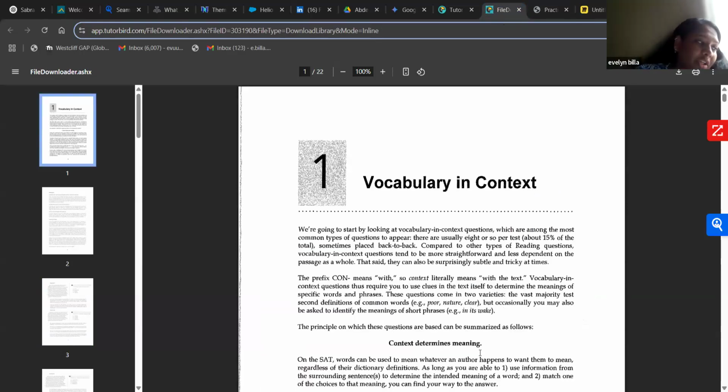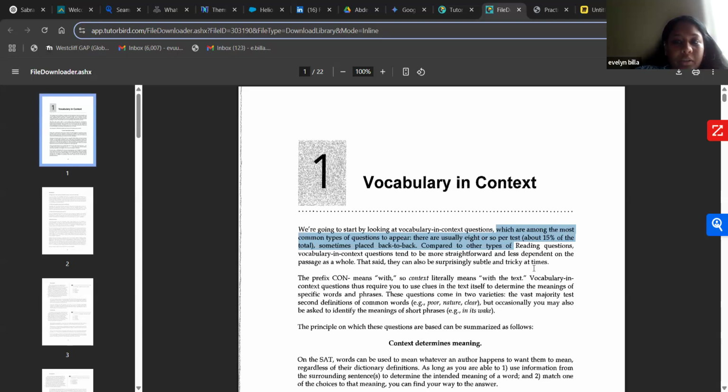session. It's called vocabulary. Since most of you said vocabulary, I'm going to teach you how to solve questions in the digital SAT, or how to tackle vocabulary. Vocabulary questions are a common type of question that appear. There are usually 8 or so per test, about 15% of the total. It's 15% of the total grade or the mark that you're going to get.